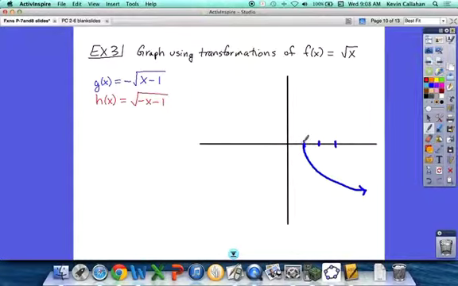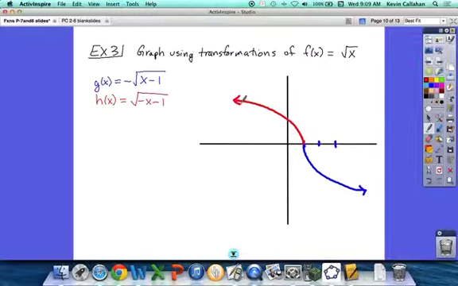So minus one to the right, and then we reflect it in the y-axis so it goes the other way. And that's incorrect. What's incorrect about that? Can anybody see? Say it again.